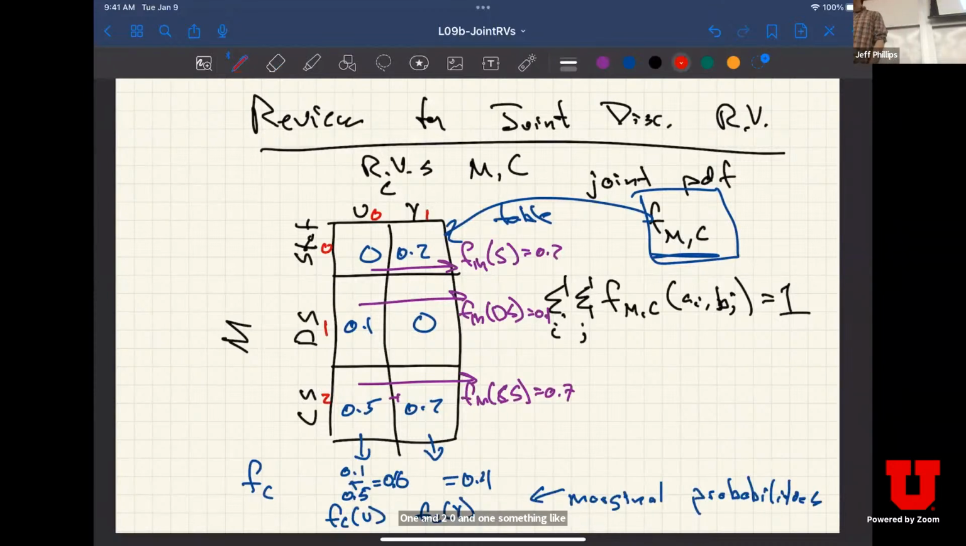And then the expected value of, we'll talk about this after break, but you would put a function on M and C. It might be M times C, it might be M plus C. And you can take the expected value of that random variable. So I have another random variable X, which is a function of M and C, and I can take the expected value of X. It could be M plus C, and take the expected value of that.